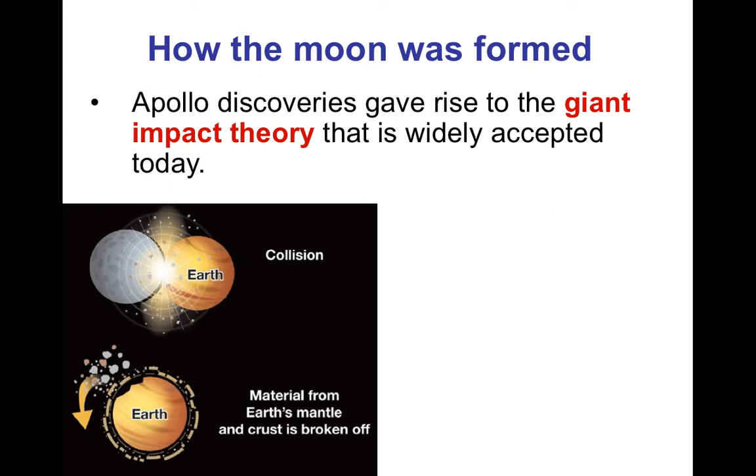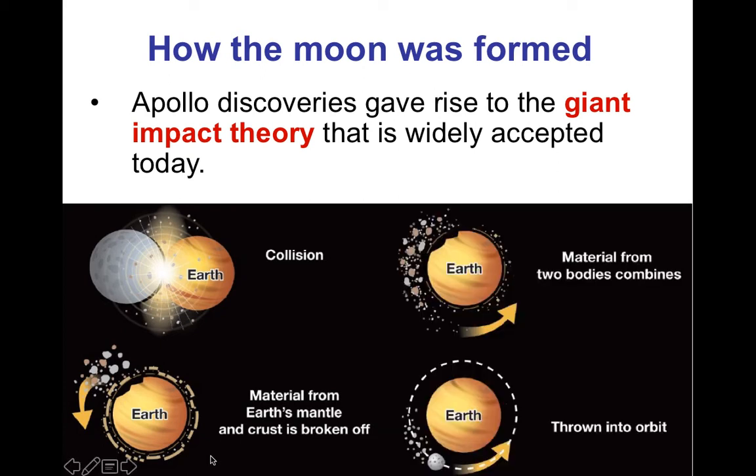The Apollo discoveries gave rise to the giant impact theory that is now more or less widely accepted. Something massive collided with the Earth. Materials from the Earth's mantle and crust were broken off. Some of those materials reformed and bundled up together over time, and eventually they were put into orbit around the Earth due to its gravitational pull.